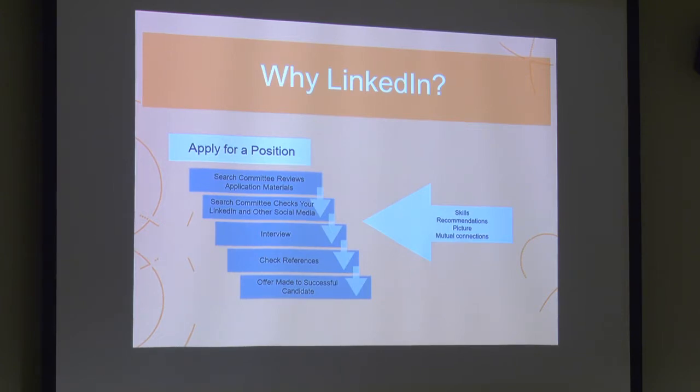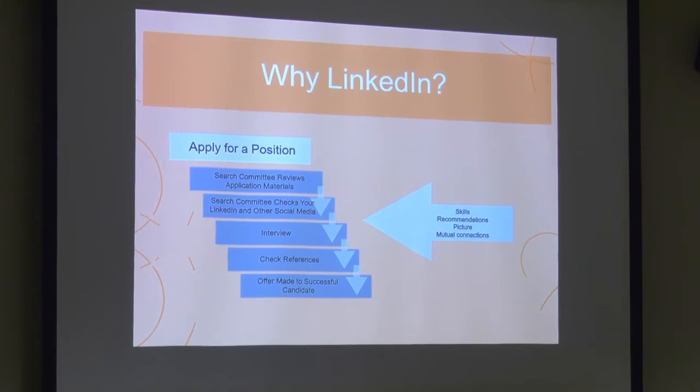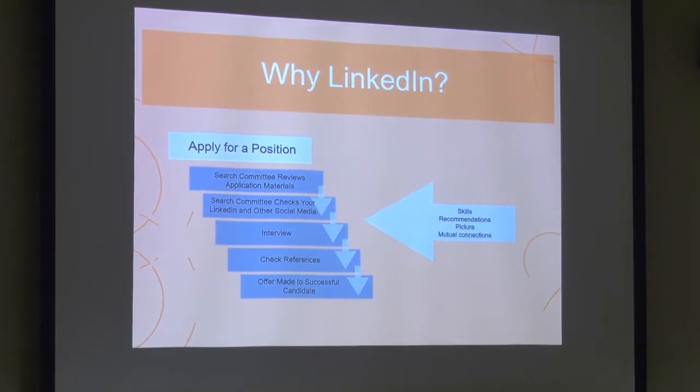So what that looks like when you apply for a position: how many people have applied for an internship or a job? Almost all of you. Okay, great. When you apply for your first job after graduation, your first internship, this is typically what that process could look like. You apply for a job. You've been working on your resume and cover letter, you get that all ready to go, you apply online. A search committee reviews your application, typically some group of people, or maybe just one or two people.